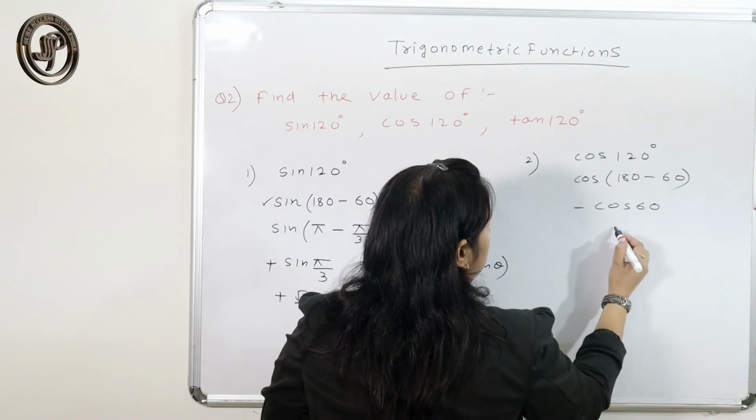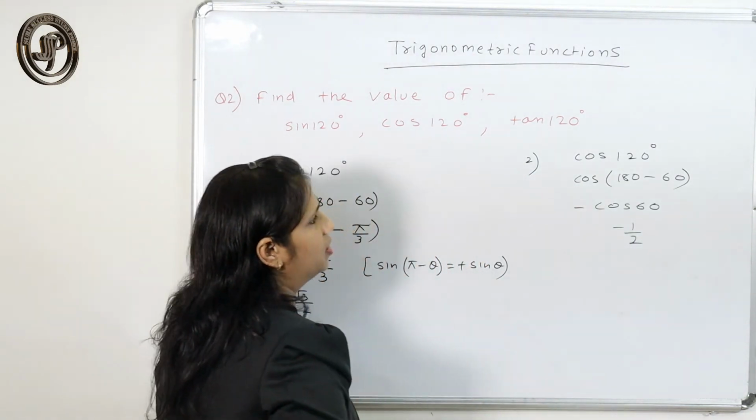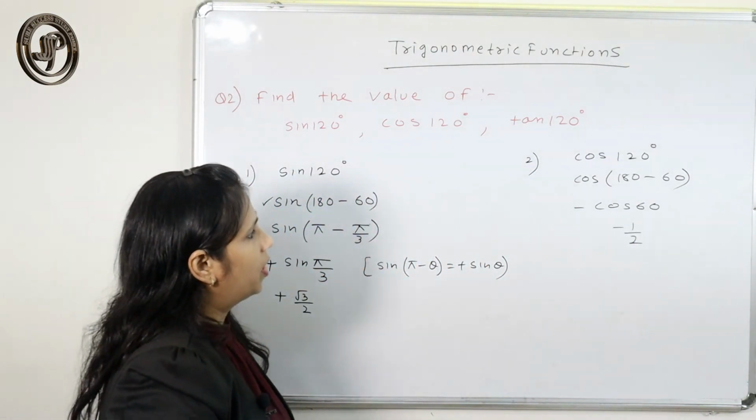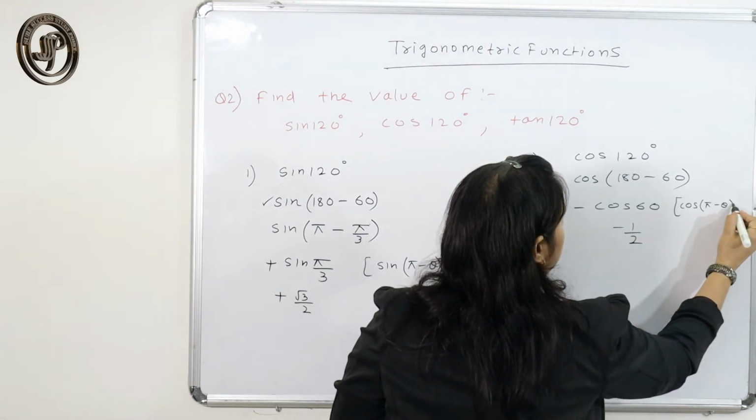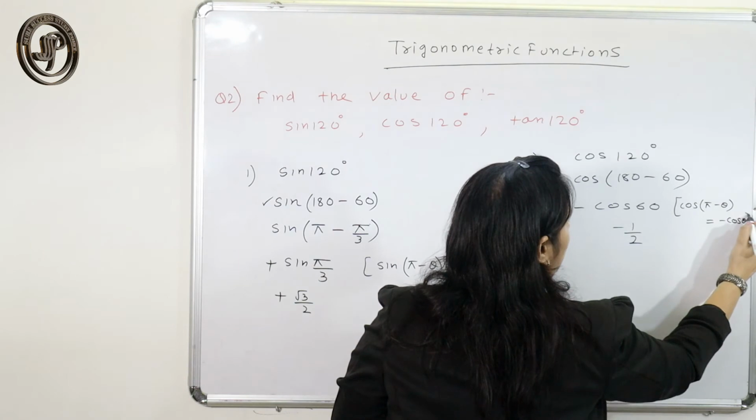The value of cos 60 is 1 by 2, so that answer is minus 1 by 2. Okay, so here which identity have I used? Cos pi minus theta is minus cos theta.